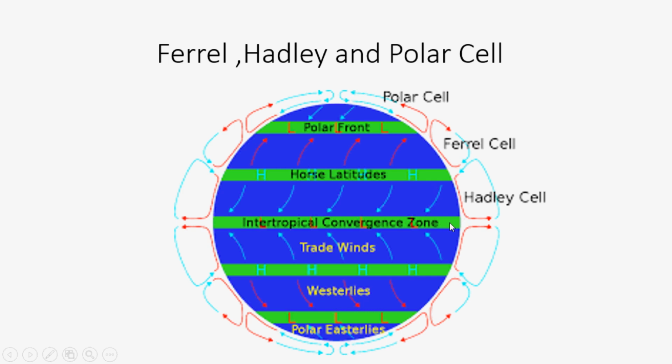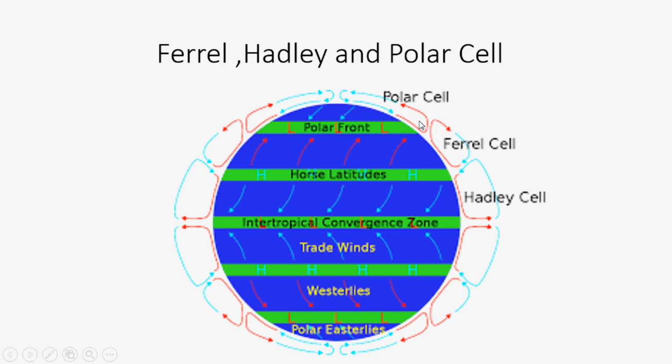It comes over here, again it gets heated, it goes up, again it descends down at 30 degrees north, and it again forms the planetary winds. So this is basically a Hadley cell. This was actually described by George Hadley, so the name is Hadley cell. Now, this is one of the planetary winds that we have.